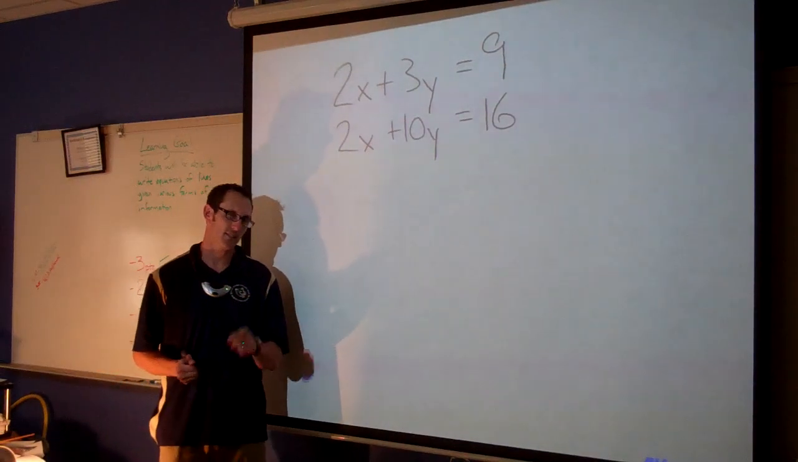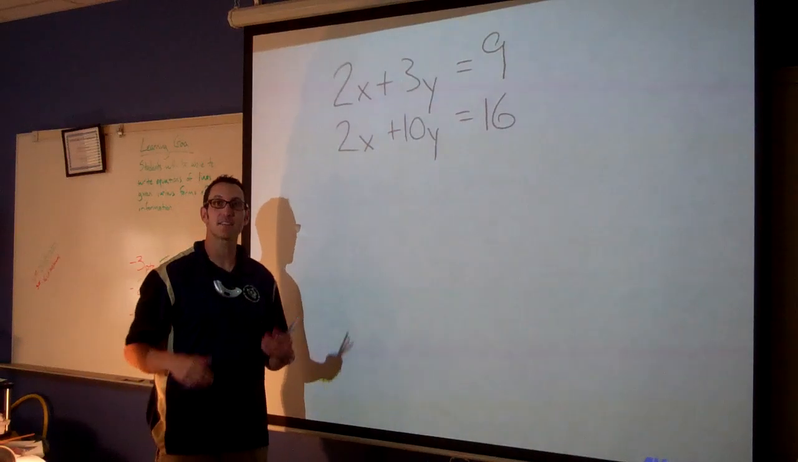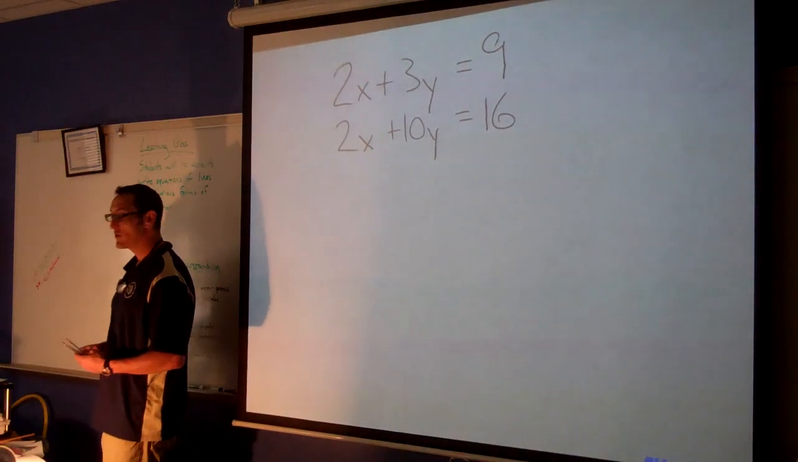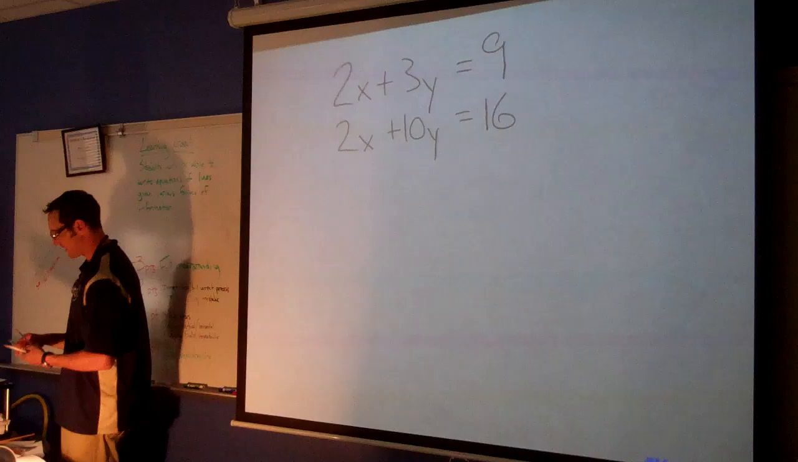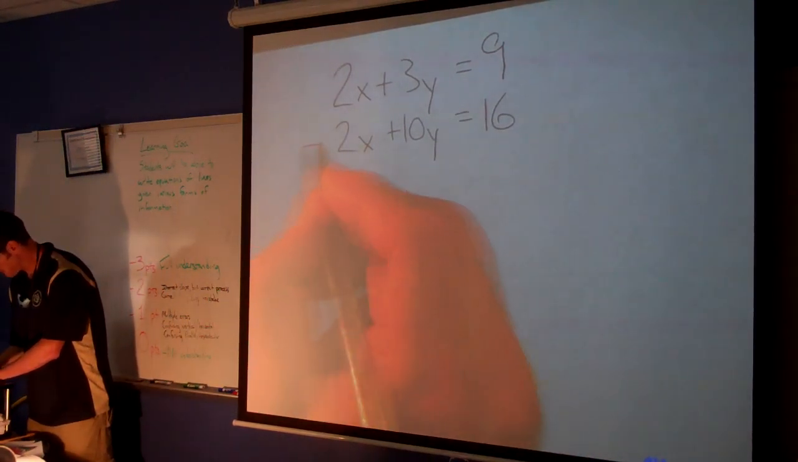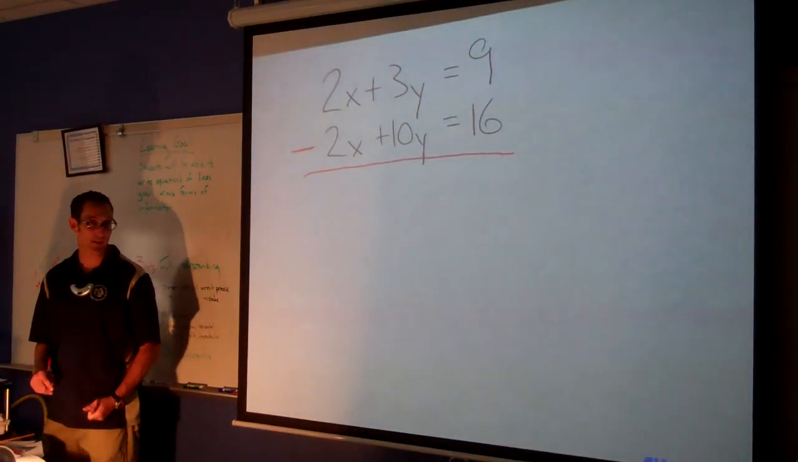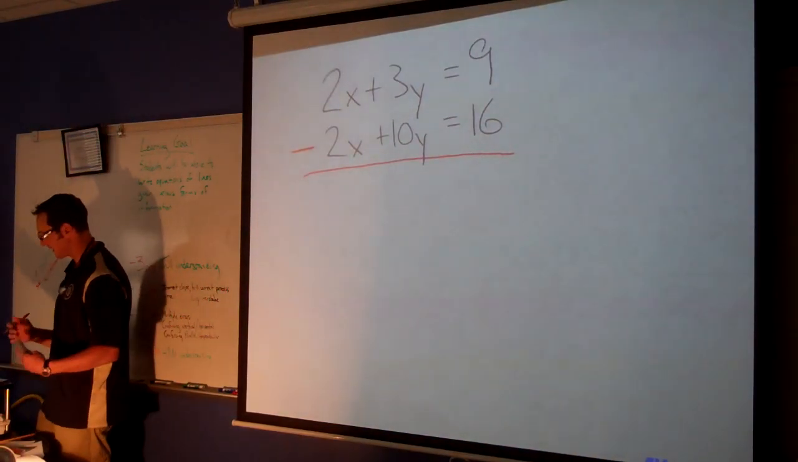What if we subtracted straight down? 2x minus 2x. That's 0. That would cancel. So we can subtract straight down. And when I'm going to use subtraction, I'm going to put the big old minus sign there so I can remember that's what I'm doing. Okay, so now I just work out loud.